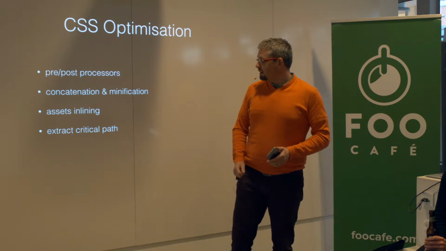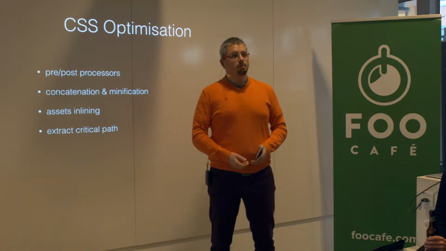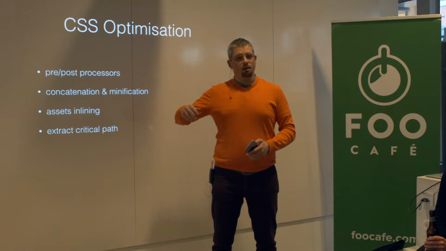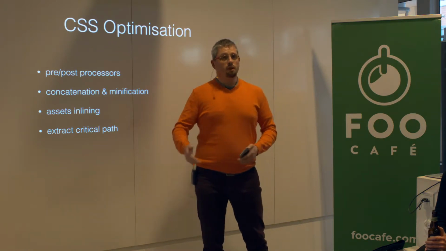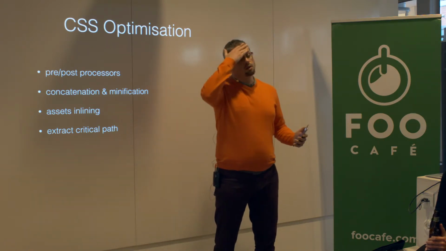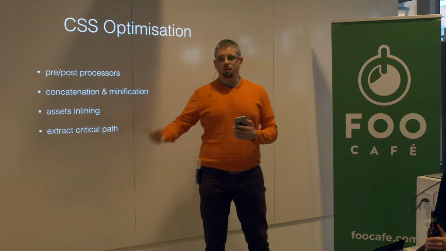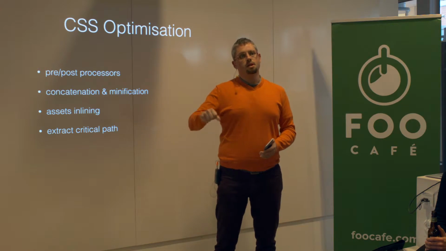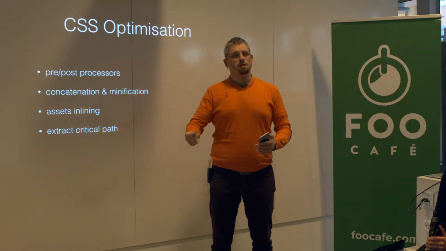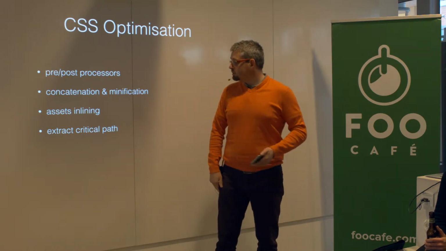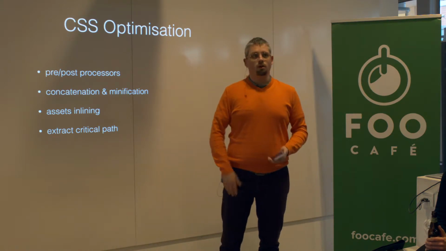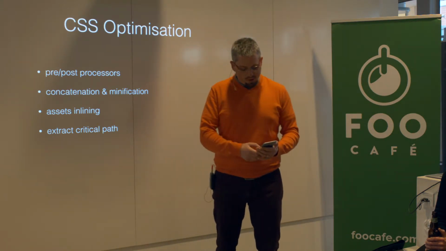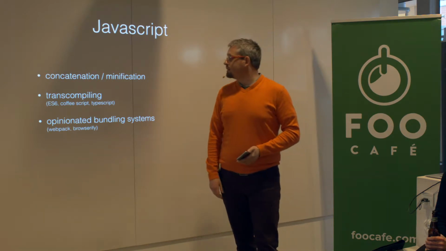Critical path is a topic that is becoming extremely important today, especially for isomorphic applications, which begin to render on the server and continue their life in the browser. You want to extract only the minimal amount of CSS that is needed for the first quick bootstrap. There are modules that do that for you, or that you can use and configure to do that. Maybe it's not that simple.